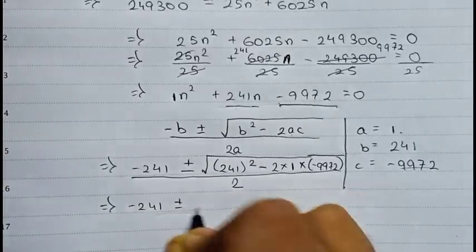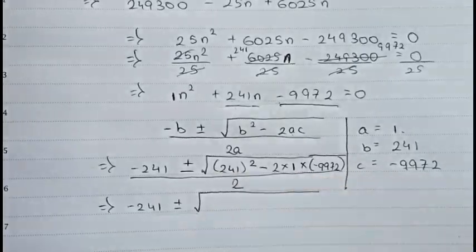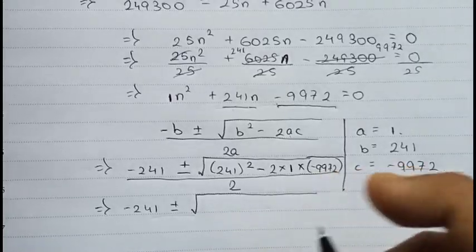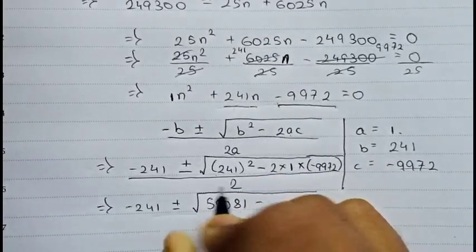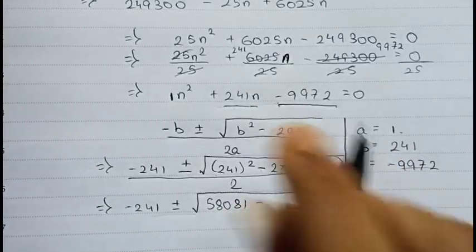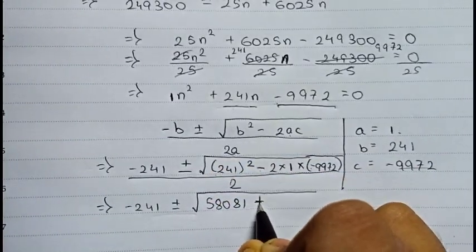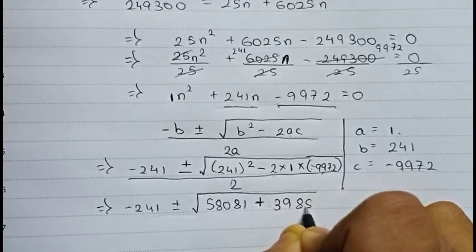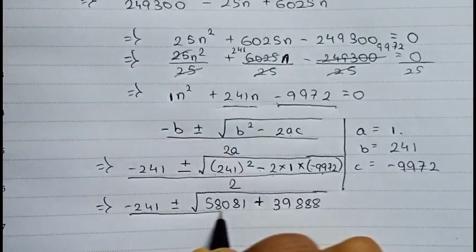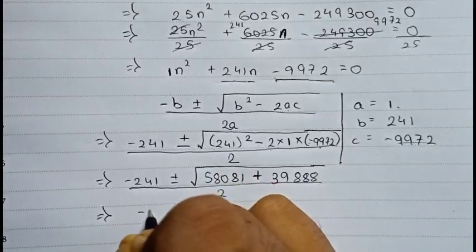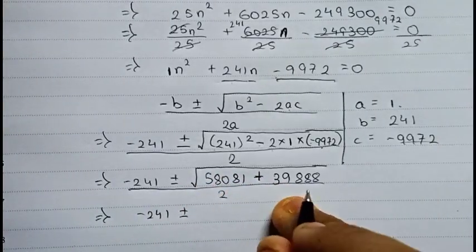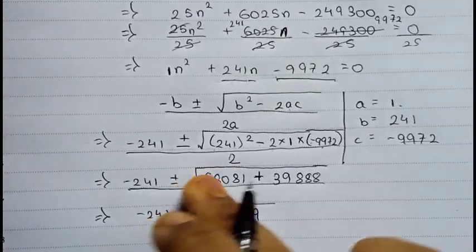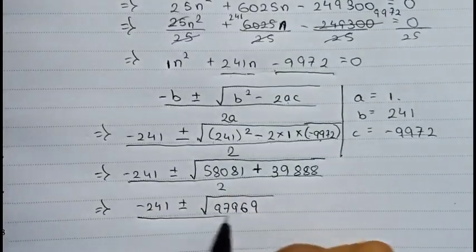So minus 241 plus minus root over, so 241 whole square I have to do. So I am writing directly only 241 square. It will become 58081 minus, so here it is minus and here also it is minus, so we know that minus into minus becomes plus. So 58081 plus 2 into 9972, so 2 into 9972 becomes 39888, by 2. So it is equal to minus 241 plus minus root over 58081 plus 39888, which is 97969. So just adding the values, by 2.